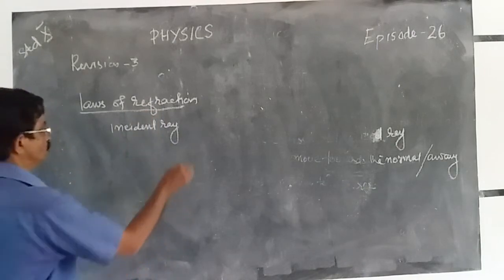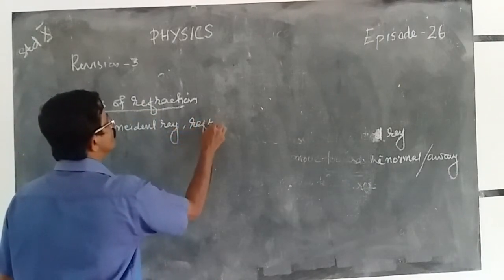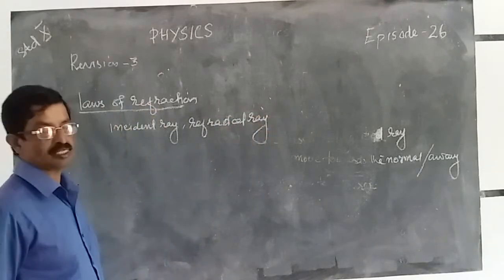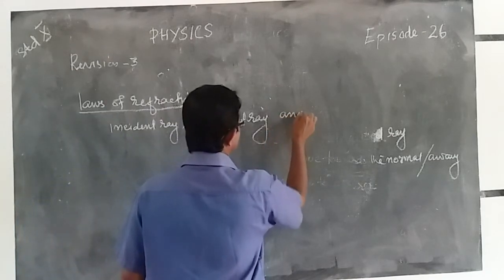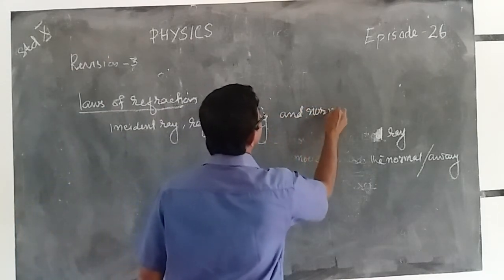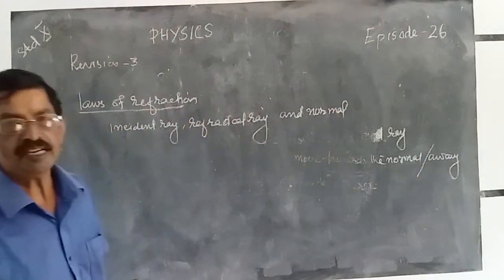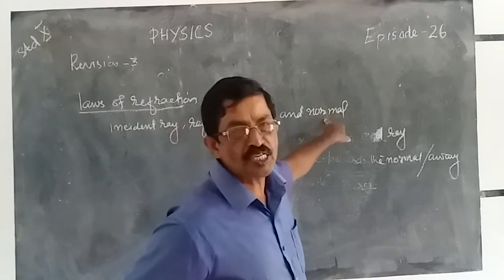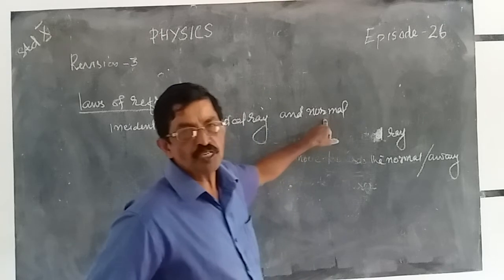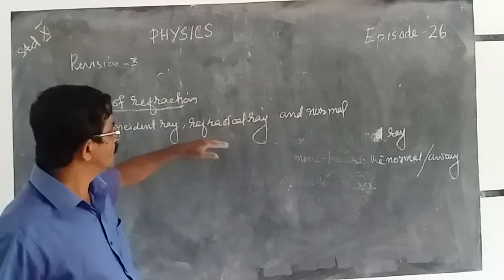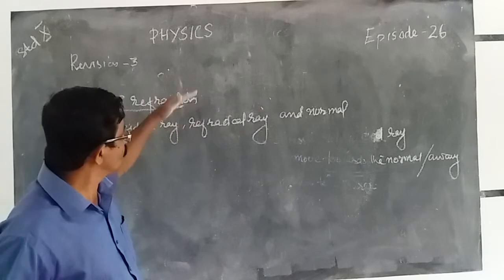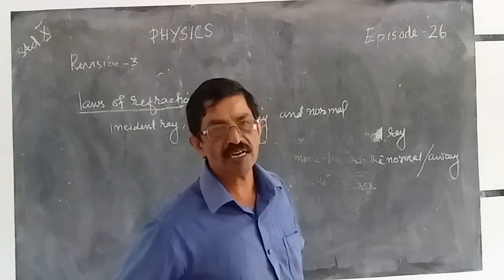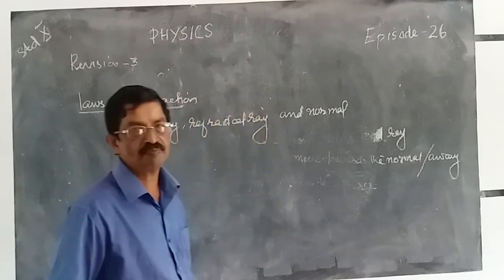Incident ray, refracted ray, and normal at the point of incidence where the two surfaces separate. Incident ray, refracted ray, and normal lie on the same plane. They lie in the same plane.